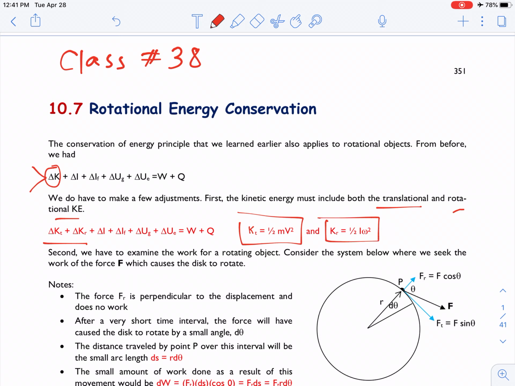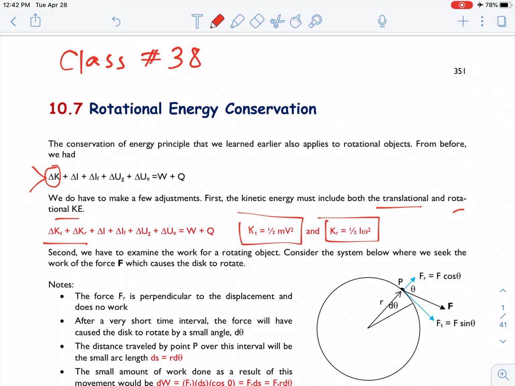And the rest is the same. The order doesn't matter if that confuses you. I usually write down delta U's first, then delta I's, but it doesn't really matter. You're just adding them up. And the important thing here is now we have two forms of kinetic energies, and we need to split the kinetic energy term into two for the rotating objects.